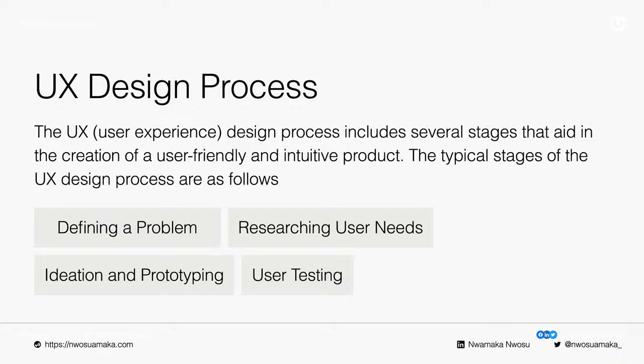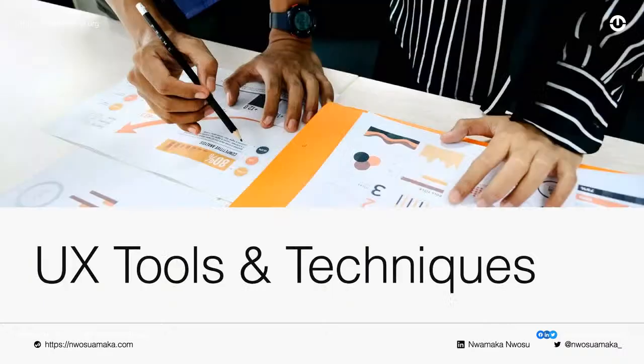Then you go on to ideate, then prototype, as well as testing. When you have to test, you have gone through the define, research, and ideating space. You're now testing how a user will accept your product, or how it will turn out when they decide that they want to use it. Then, moving on, we have to talk about UX tools.